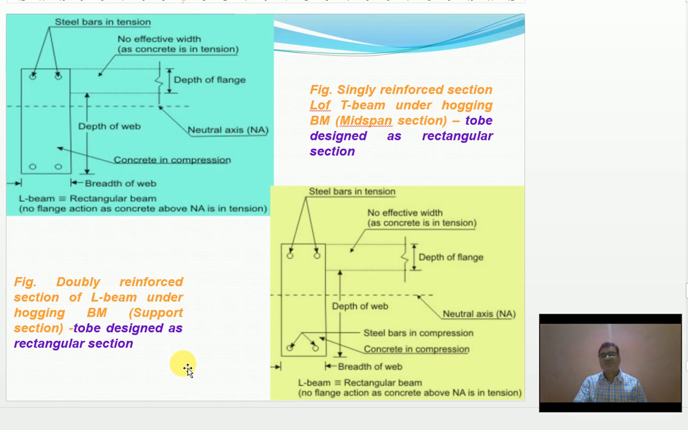Well, so that's it for today. We'll stop here. In the next lecture, we'll start with the properties of singly reinforced sections. Thank you.